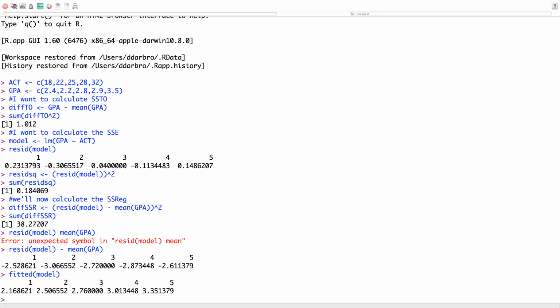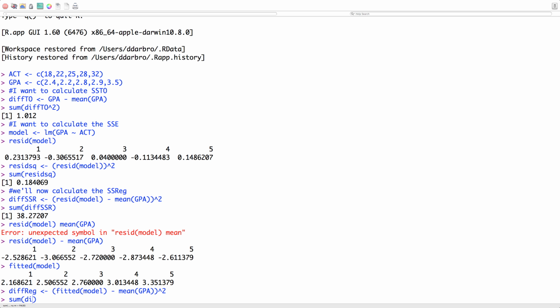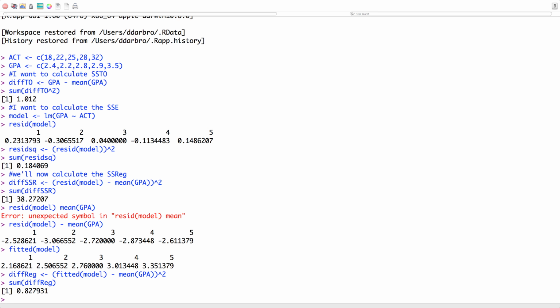Yeah, we do. So guys, what I want to do is call this the difference for the regression. And I want to take the fitted values for the model minus the mean for the GPA, and I want to square those. And then I want the sum of diff reg. All right, guys, there we go. Please don't show anybody that. That was embarrassing.